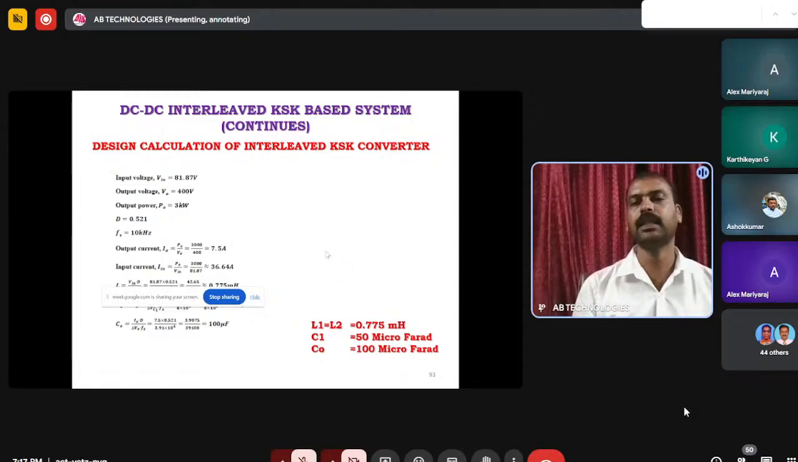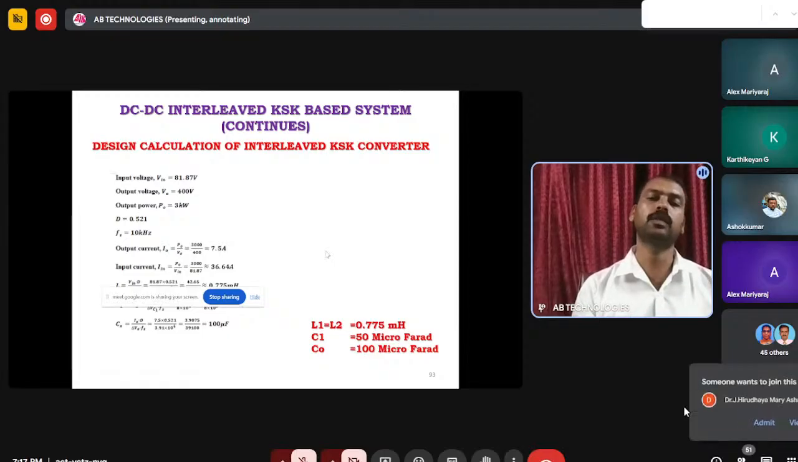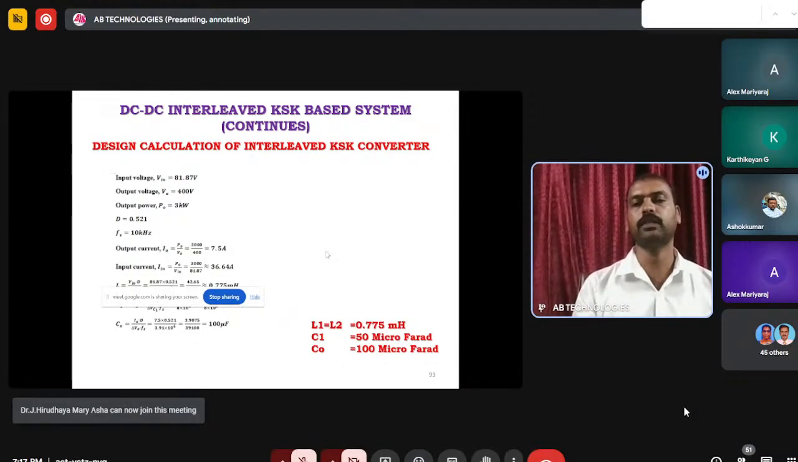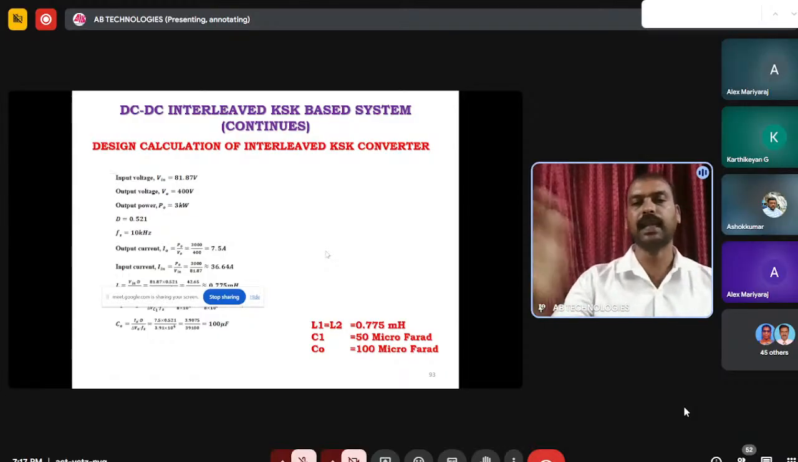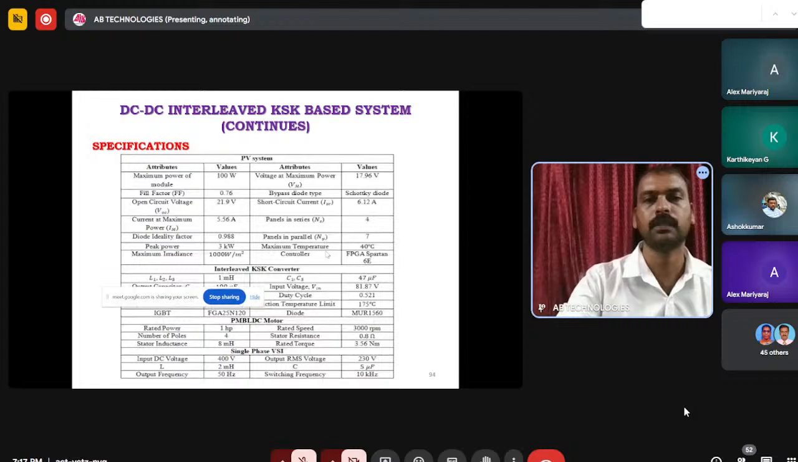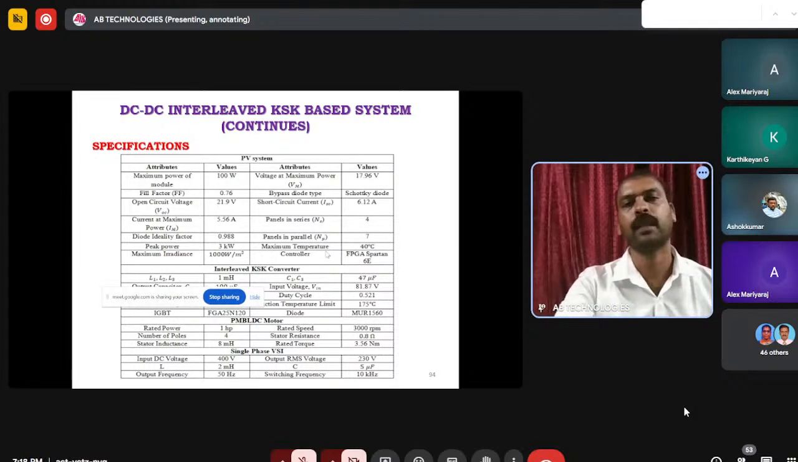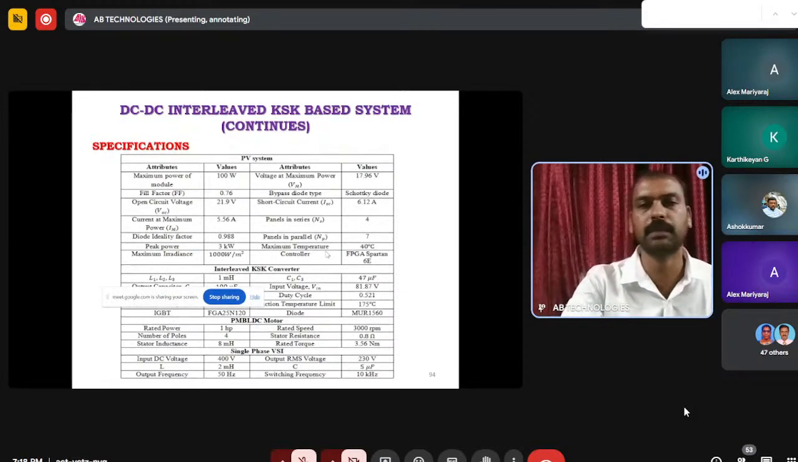And here you can see the filter capacitor. Nowadays the boost converter requires 4400 microfarad as well as 4200 microfarad for storing the output voltage as well as reducing the ripples. Here I used only 100 microfarad. That means the size of the capacitor is also reduced, and you get a compact size. So this is the overall specification of the system.